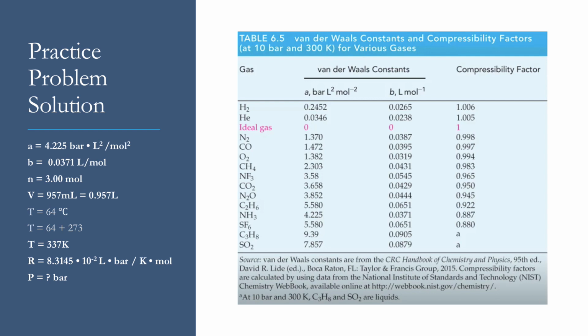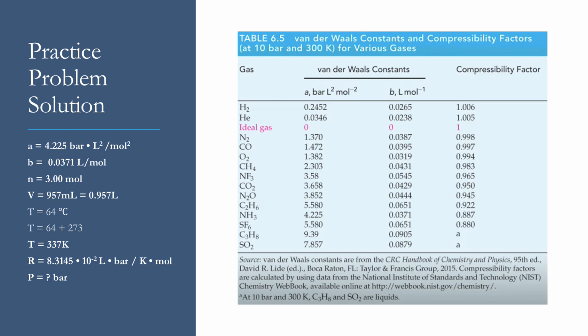So we know our A and B values from the chart, and looking at the question, n is equal to 3 moles. Now, it's very important to keep track of our units so that our calculations aren't thrown off. The problem gives us a volume in milliliters, so we must convert that to liters. So our volume would be 0.957 liters. Next, they give us the temperature in degrees Celsius, so we must convert that to Kelvin by adding 273 to 64. Therefore, our temperature will be 337 Kelvin.